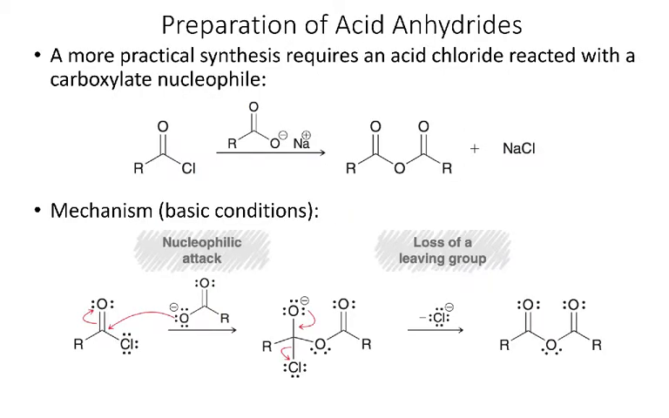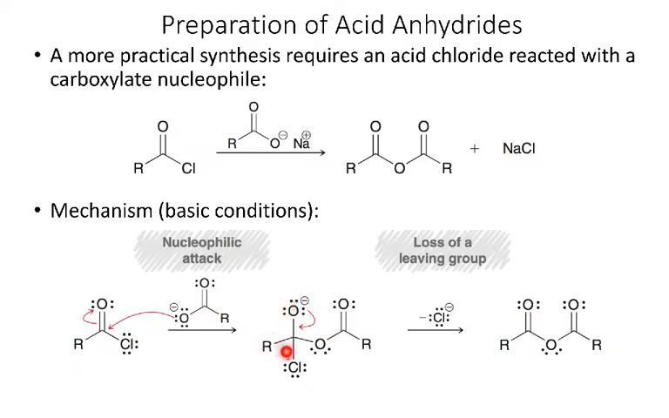So a more practical synthesis requires reacting an acid chloride with a carboxylate nucleophile. And this is just another example of nucleophilic acyl substitution. So in that case, my carboxylate ion is going to serve as the nucleophile. We're going to do this under basic conditions. So I don't need a proton transfer step at the beginning.